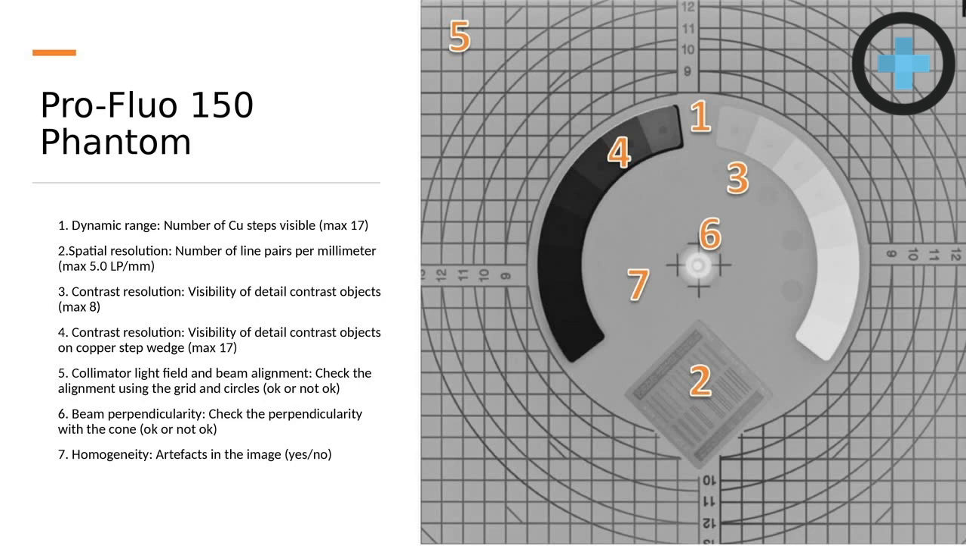The spatial resolution line pair is actually exactly the same as the ProDigi. Contrast resolution, we've got 8 steps instead of 6. Contrast resolution, then 17 instead of 7. We still have that collimator light field and beam alignment area, so that's very similar. And same with the beam perpendicularity, the cone there is the same, and it still gives you that central area for determining if there are artifacts.